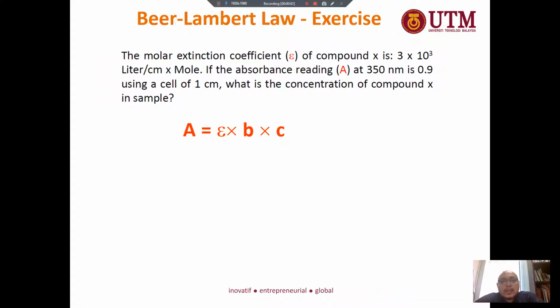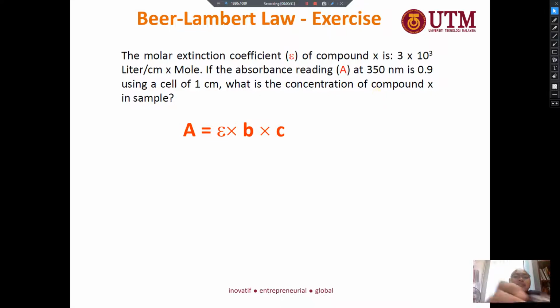Okay, let's go to some exercises on Lambert's law. The molar extinction coefficient, or molar absorption coefficient, of the compound is 3 times 10³ liters per mole per cm. If the absorbance reading at 350 nanometers is 0.9, using a cell of 1 centimeter, what is the concentration of the compound in the sample? So you have your formula. If you don't remember it and it is not given, you can ask the instructor.